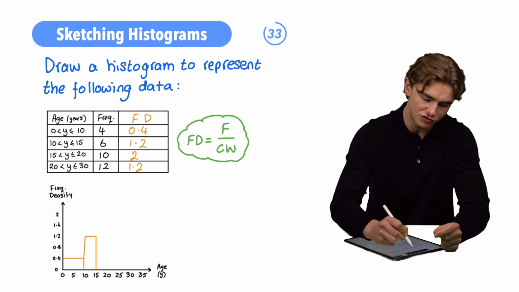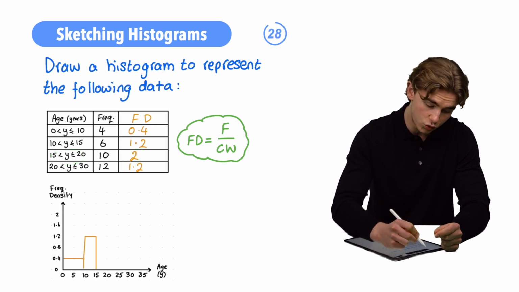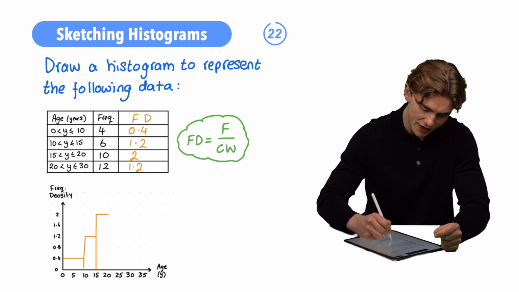Now moving on, the next group is from 15 to 20, and that one's got a frequency density of 2. So from 15 to 20, we're going to do a frequency density of 2. I'm speaking quickly, guys. Hopefully you can follow me. Drawing that group on there then. Let's draw that bar in nicely.